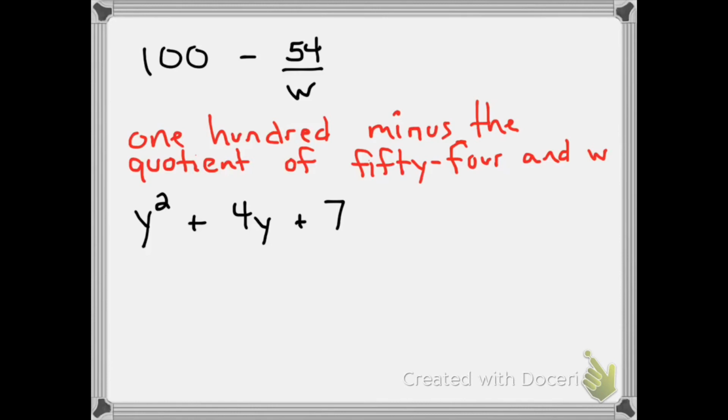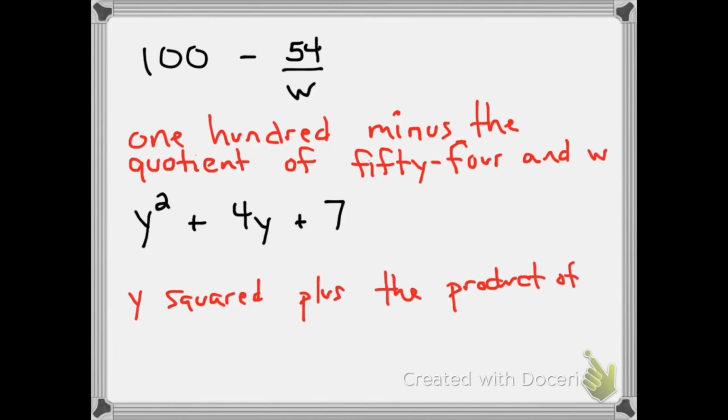All right, for this we could say y squared plus the product of 4 and, I want to write that as a number, plus 7. All right, so once again, pretty straightforward for those ones, even though it looks like it could be tricky.